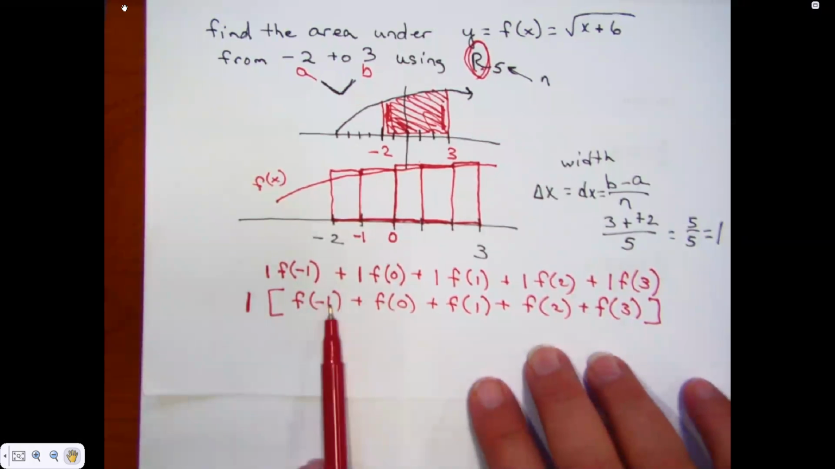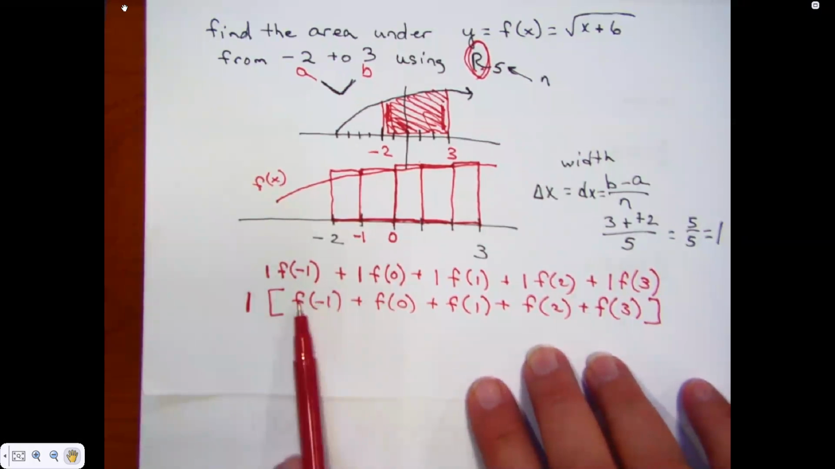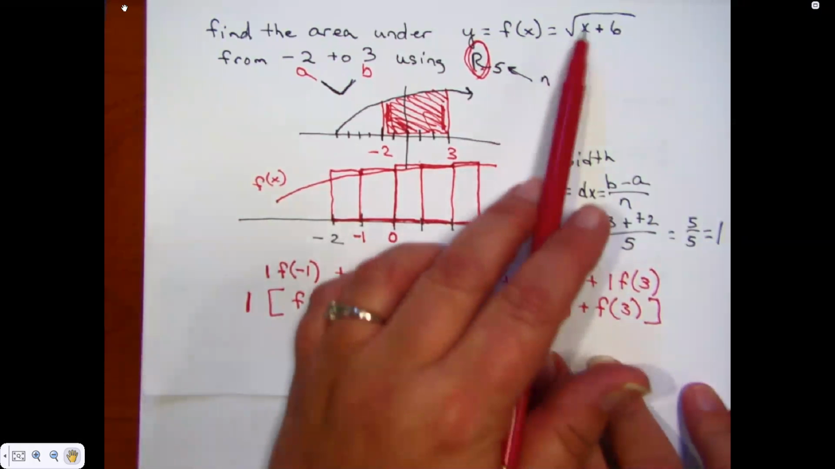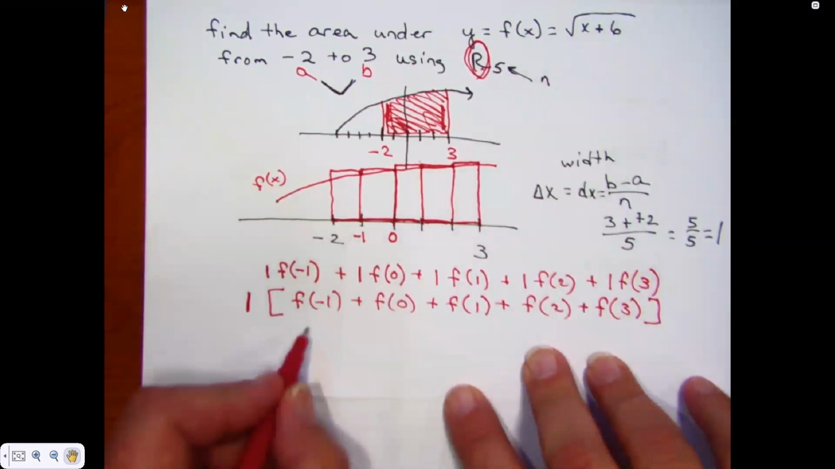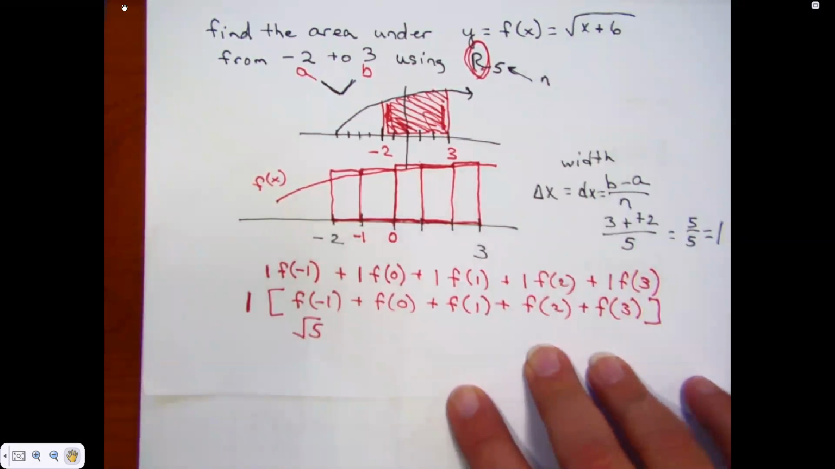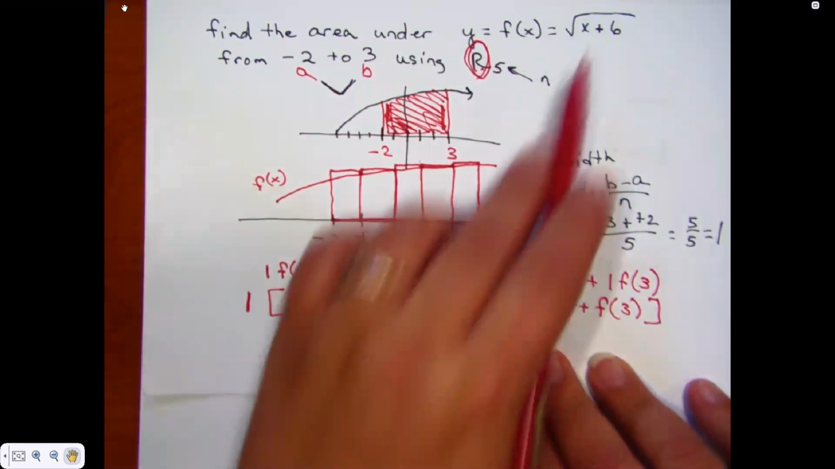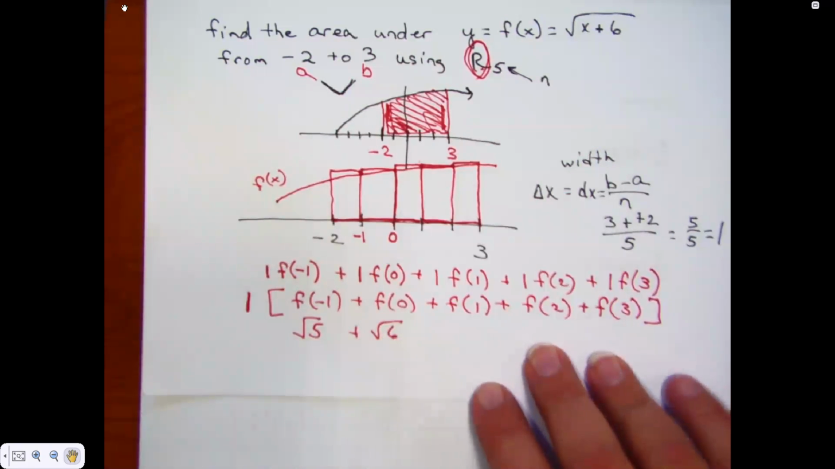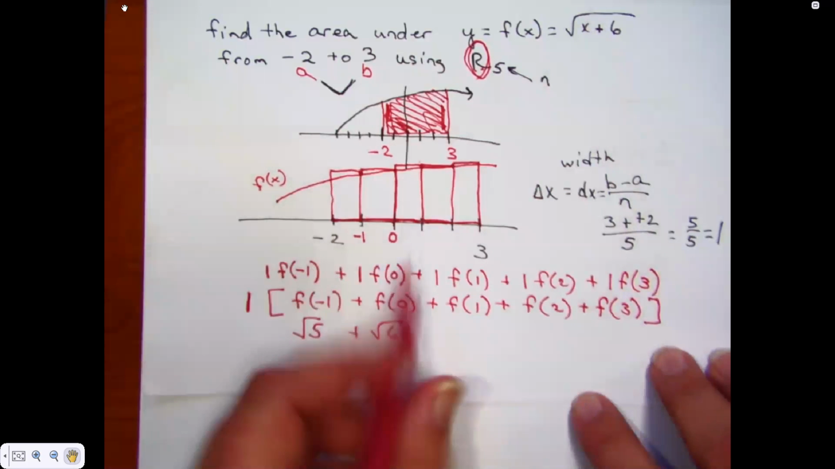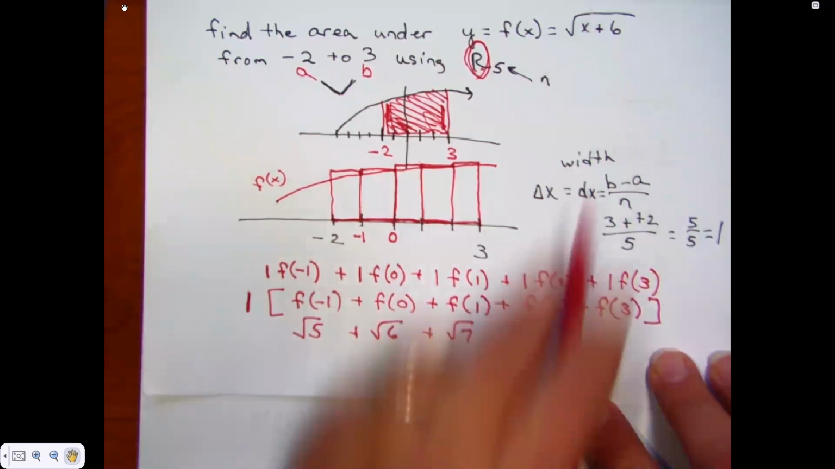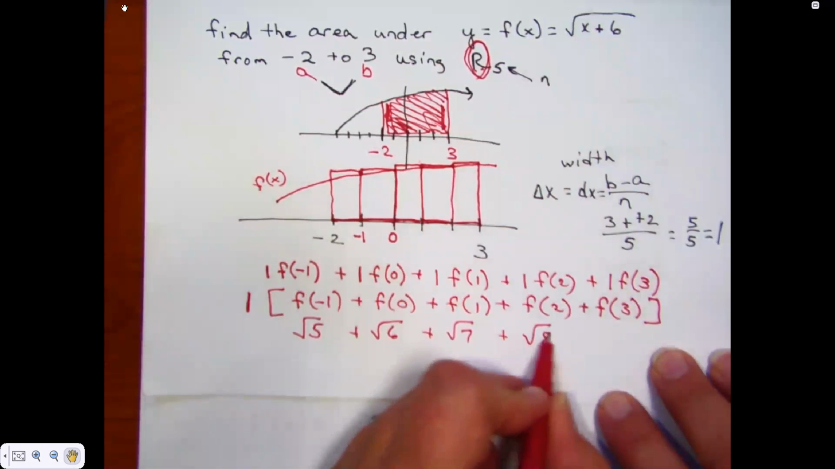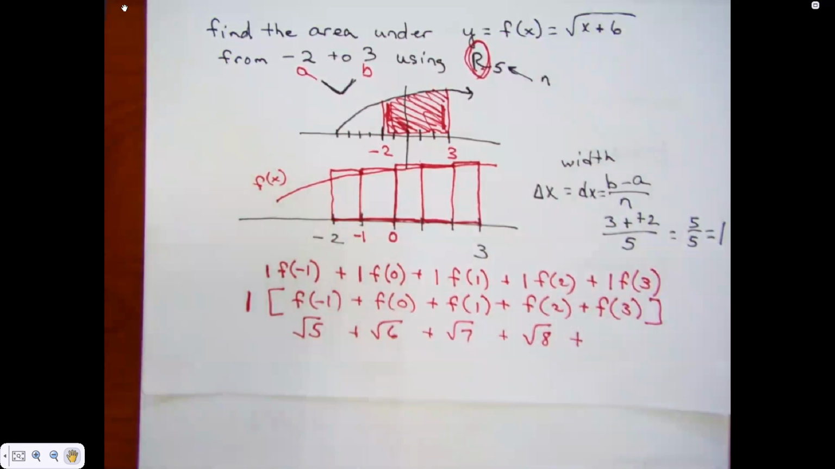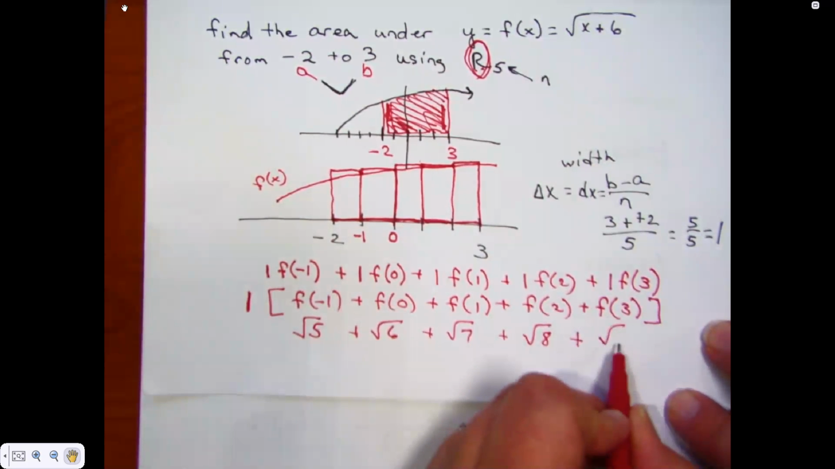Okay, now how do we find f of -1? How are we going to find that? Well, we have to take -1 and plug it in. And so we have the square root of 5. Plug in 0, plus the square root of 6. Plug in 1, plus the square root of 7. Plug in 2, plus the square root of 8. And then plug in 3. You could write the square root of 9, or you could write 3.